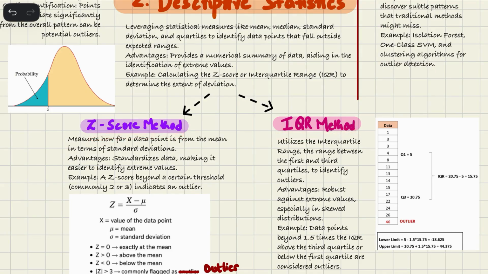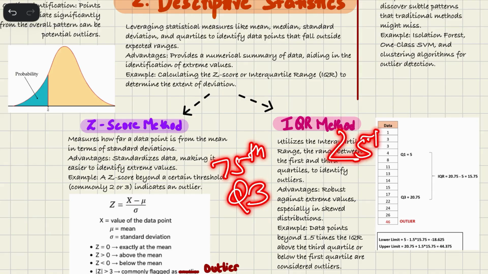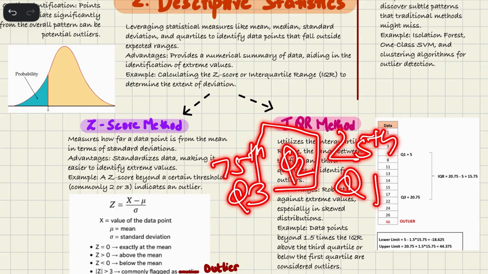Then we have the IQR method. It is called the interquartile range, and it is used in the box plot as well, which we saw in visualization. So this focuses on the middle 50% of your data. And it calculates the distance between the 75th percentile, which is quartile 3, and the 25th percentile, which is quartile 1, and the center is quartile 2, which is your median.